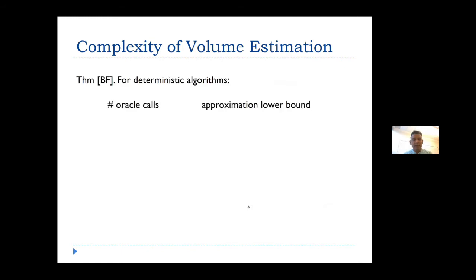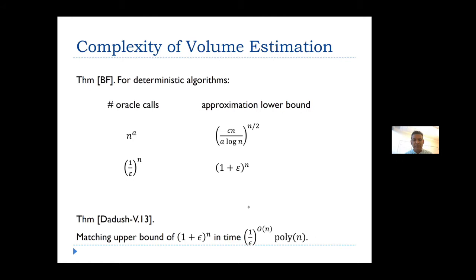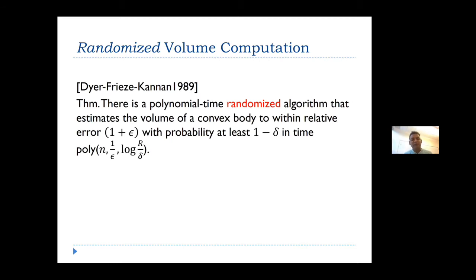So here is what we have, and this is the summary of the lower bounds. If you give me n to the a oracle calls for any a, the lower bound on the approximation is roughly n over log n to the n. If you give me 1 over epsilon to the n oracle calls, for any epsilon, the lower bound is still 1 plus epsilon to the n. So even if you give me a simple exponential number of oracle calls, you still have a lower bound that's exponential in n. And this is indeed tight, actually. With Daniel Dadush, we have a nearly matching upper bound on deterministic algorithms.